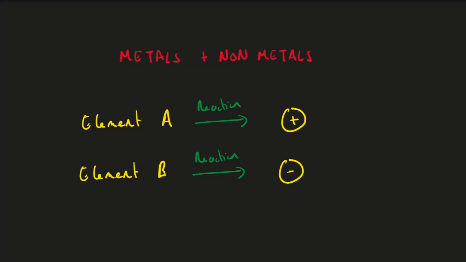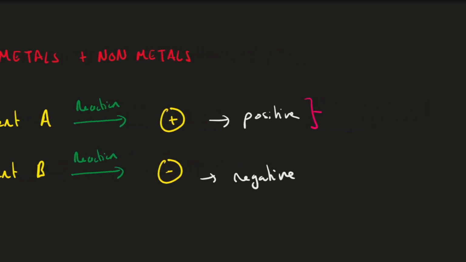So metals and non-metals can actually be defined by the type of ion that they form when they react. So here we've got element A and element B. In element A, when you do a reaction, you form positive ions, and in element B, you get negative ions. Okay, so what we can say is that element A is definitely a metal. So this is a metal, and element B, because it didn't form a positive ion, this is a non-metal, okay?